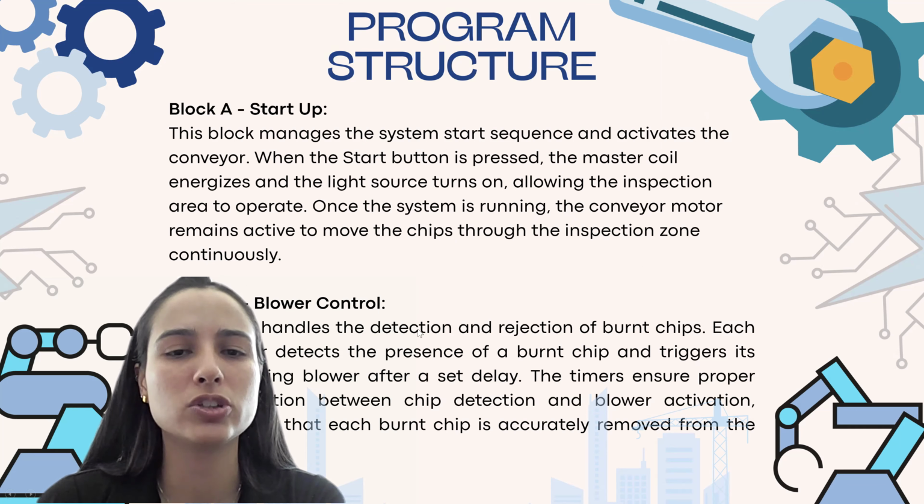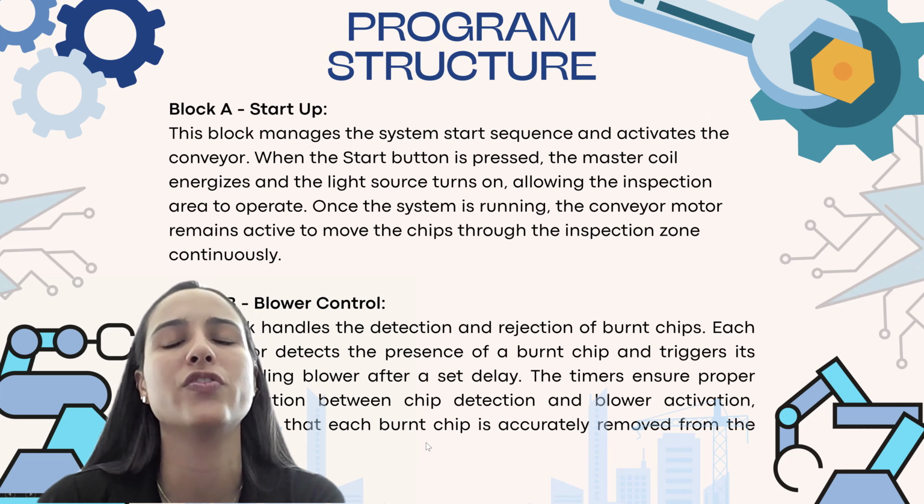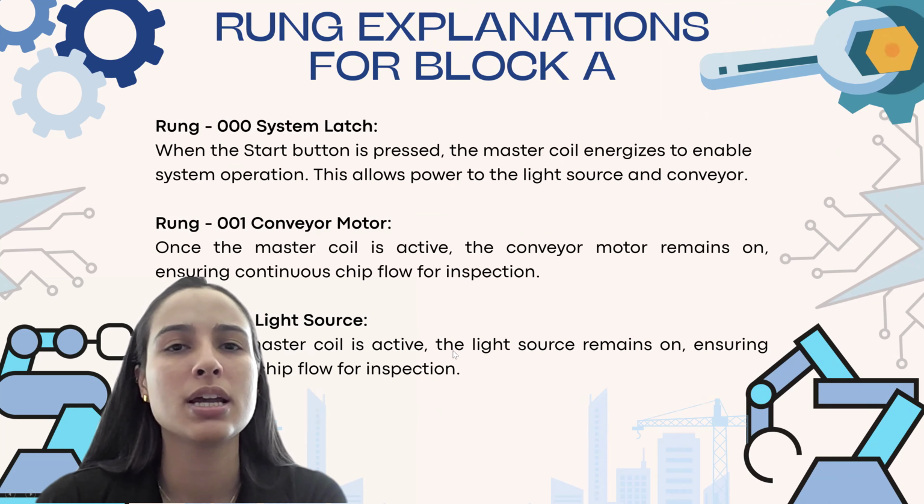Block B is the blower control. This block handles the detection and rejection of the chips. Each LDR sensor detects the presence of a burnt chip and triggers its corresponding blower after a set delay. The timer ensures proper synchronization between chip detection and blower activation, which is the 2-second delay activation, making sure that each burnt chip is accurately removed from the conveyor line.